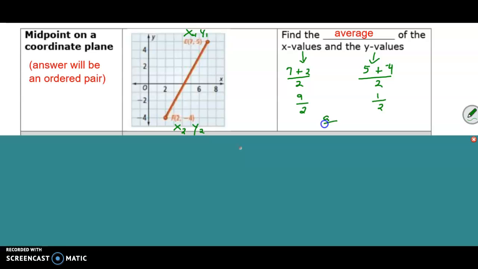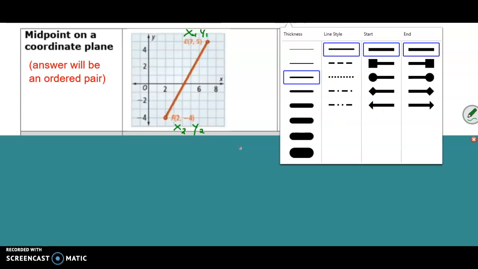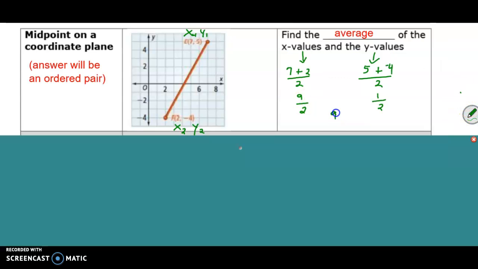So you write your answer as an ordered pair. 9 halves, comma 1/2, and you put it in parentheses. So 9 halves is 4.5. So if I go over here, 1, 2, 3, 4.5, and go up 1/2, that means right there is my midpoint. Looks right, doesn't it? That means this segment and that segment are equal.